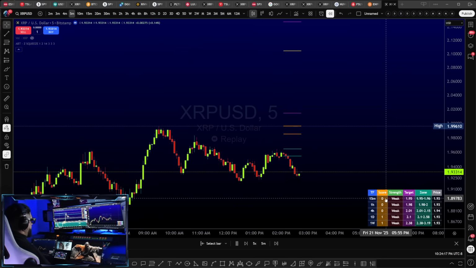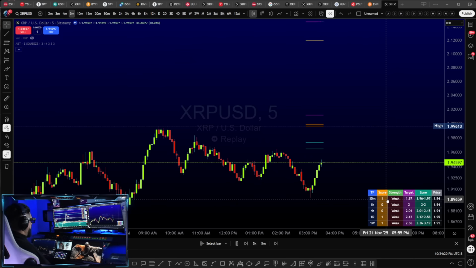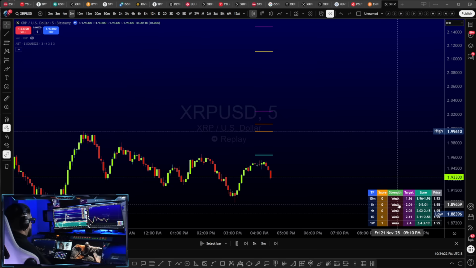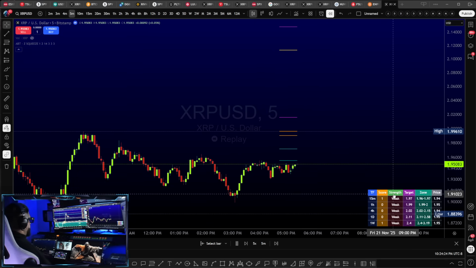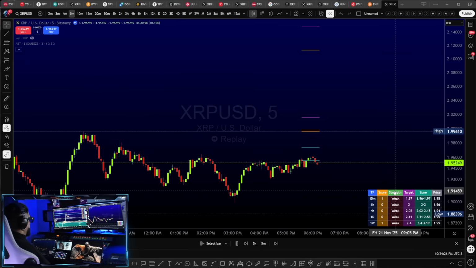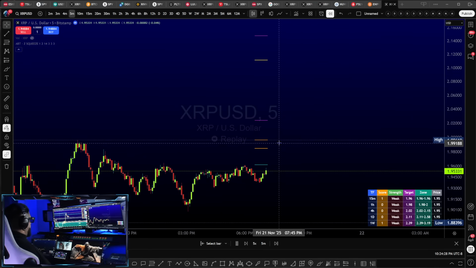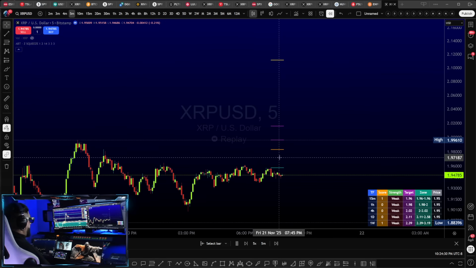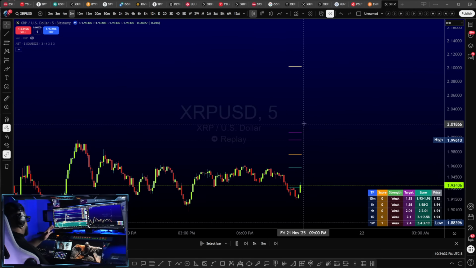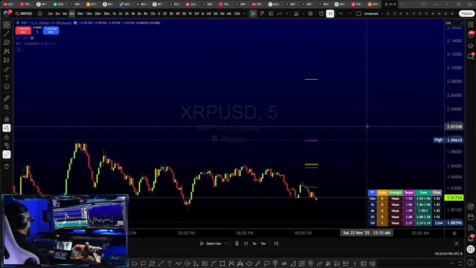So 0 and 1 are weak. As you start catching the signals for moderate strength, you're going to start catching strong or very strong signals. Those signals would then be executable for these targets it is giving you to the upside in this area here.